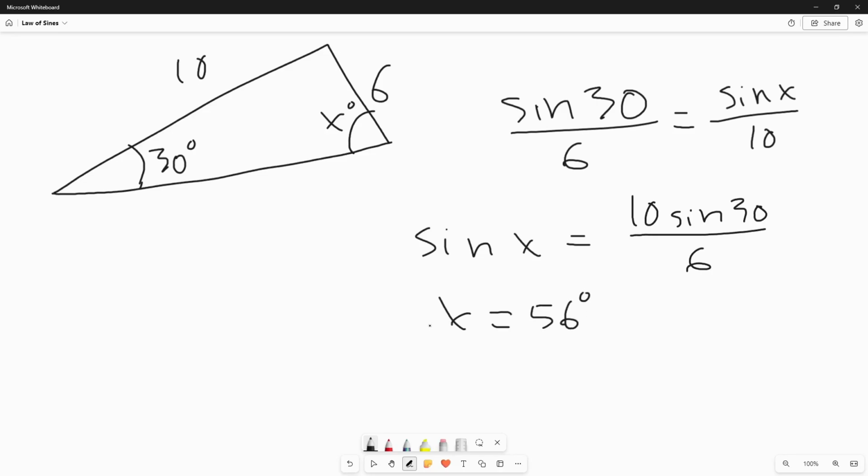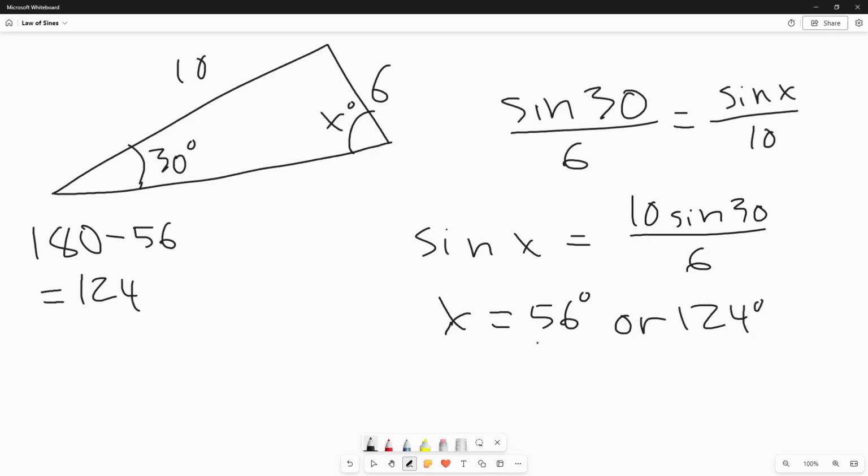However, we must remember that there are two answers for this. So we must do 180 minus 56, and then we get 124. So x is equal to 124 or 56. However, we must double check if these actually work.